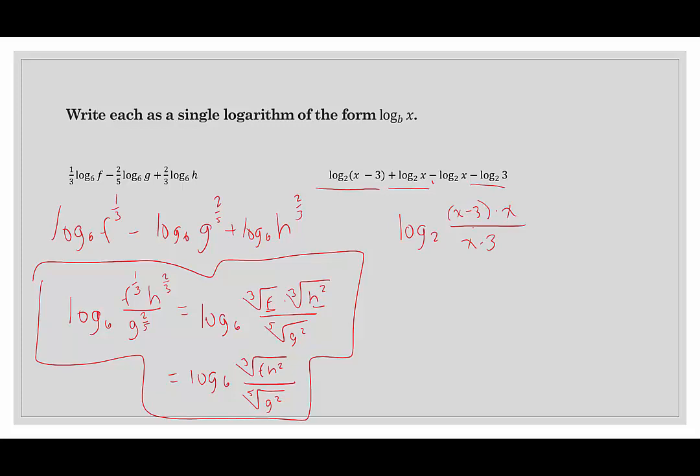It's tempting to want to distribute the x in the numerator. However, I notice that we do have a common factor between the numerator and denominator, and we want to actually factor it out. So don't distribute. Instead, look here. We have a factor of x in the numerator and a factor of x in the denominator. Those will simplify out, leaving us with log base 2 of x minus 3 divided by 3. And that's what we should do.